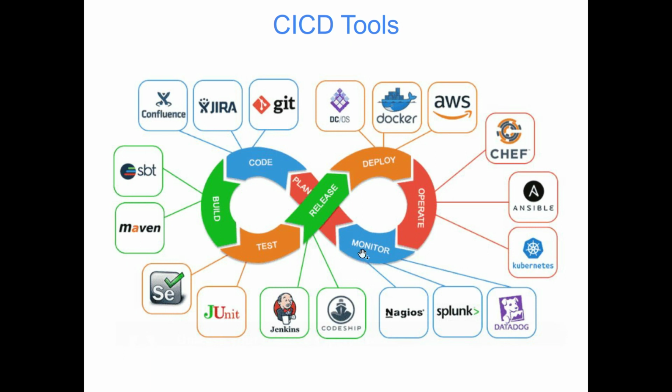If you look at monitor, Nagios, Splunk, Datadog, these are third party tools, but specifically for monitoring. For operation, Chef, Ansible, and Kubernetes. And coming to deploy, Docker, and AWS. So this is not a complete list. And as I told you, CI/CD is not an AWS service.